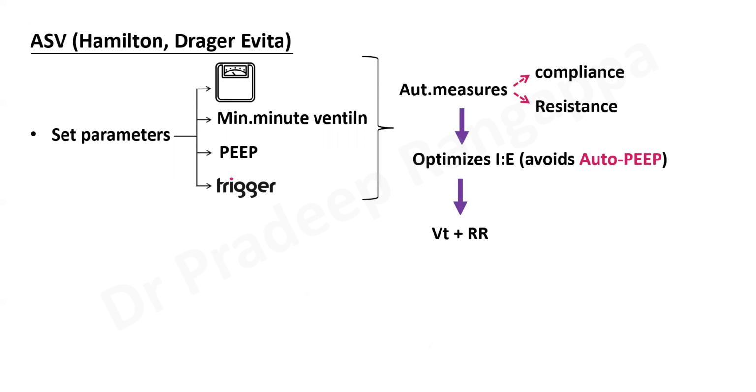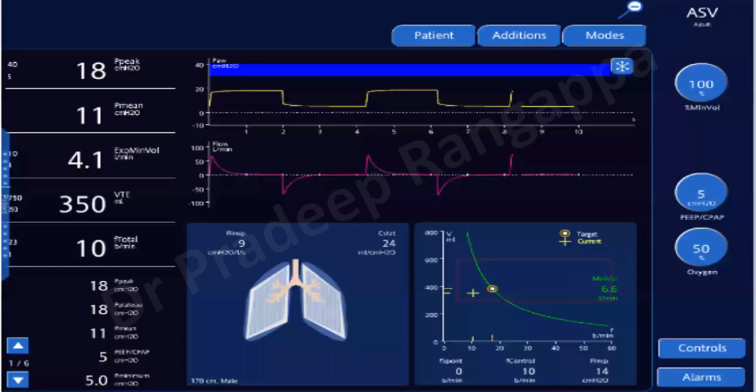Just to understand: minute ventilation is what you set, and the ventilator calculates your compliance and resistance and plots at what tidal volume and flow rate optimal minute ventilation can be delivered. If you understood that, that's good enough. And this is a screenshot of how it looks. If you see the screenshot of the ventilator, there is a plotting of the graph at which the optimal tidal volume and flow rates can be optimized to deliver the minute ventilation. So that's about adaptive support ventilation in a very simplistic way.